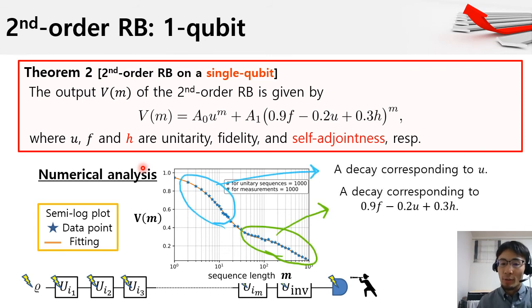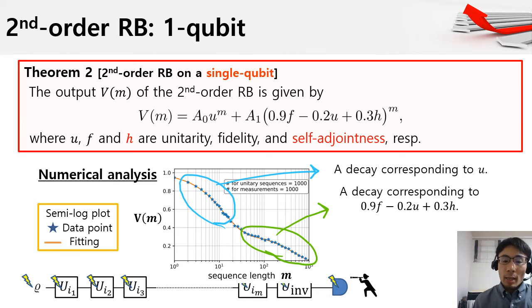So in this numerical case, the first exponentially decaying function corresponds to the first term. From the decaying rate of this first curve, we can estimate the unitarity u. We also have another exponentially decaying function, and from its decaying rate, we can estimate this linear combination of f, u, and h. And of course, we can also perform the standard RB, from which we can estimate f. So we know u, we know f, and we also know this one. In the end, we can estimate the self-adjointness from the experiment.